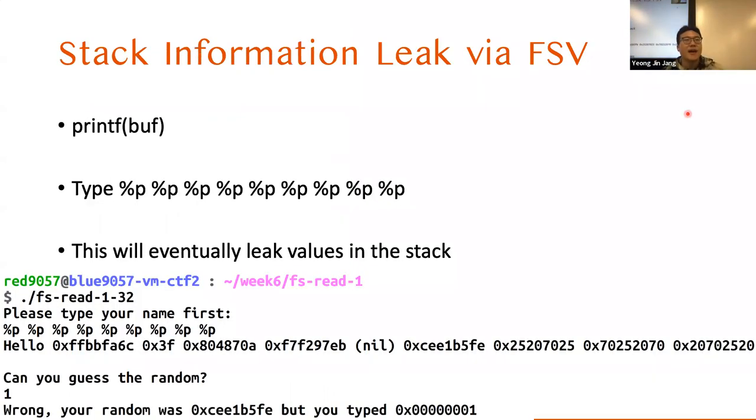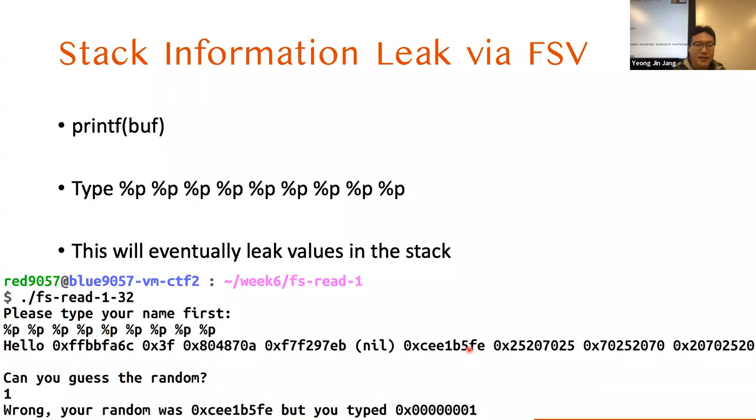So how you can solve this is, suppose you put like the 9% P's. If you type random guess as this one, then it will kindly let you know what the random number was, but what you typed. Can you see that number is printed out here? Yeah. So with this challenge, you can practice leaking the stack values, local variables or control data, using percent P as an exploit vector.